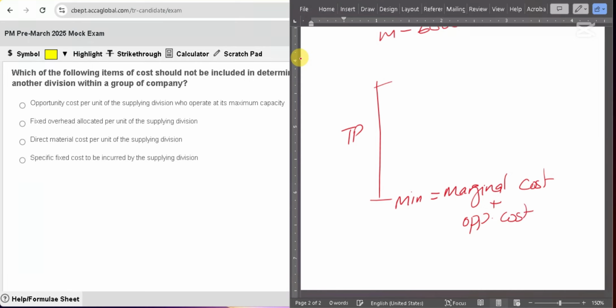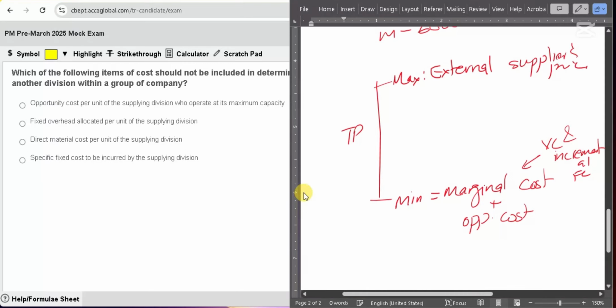What is marginal cost of manufacturing? That is variable cost and any specific or incremental fixed cost. That means any fixed cost specifically incurred for that particular product. That is marginal cost. Opportunity cost means because you are manufacturing these products, if there is anything else that you are losing, that is opportunity cost. Maximum will be external price. If there is an external supplier, how much price he is quoting is the maximum.